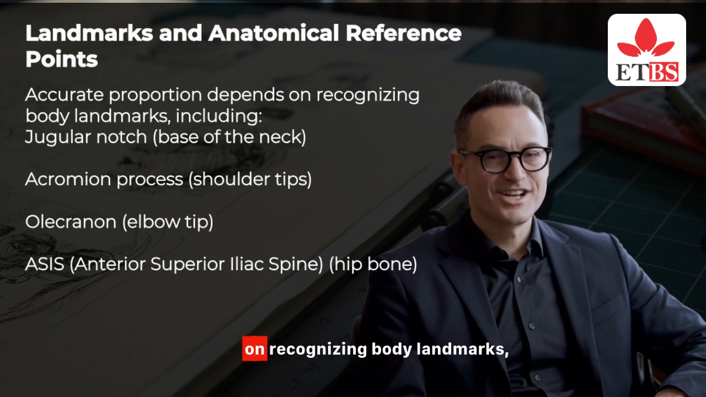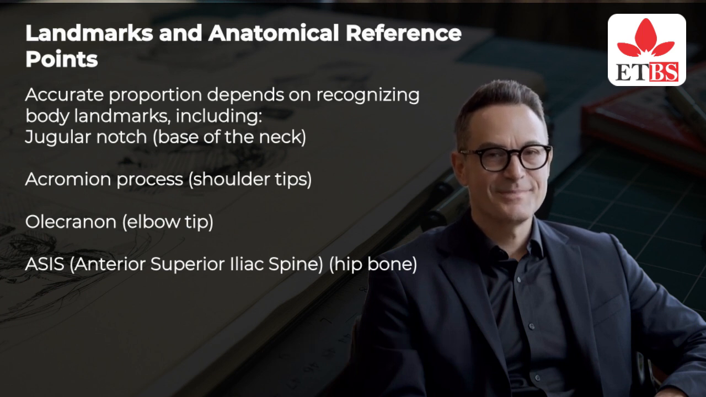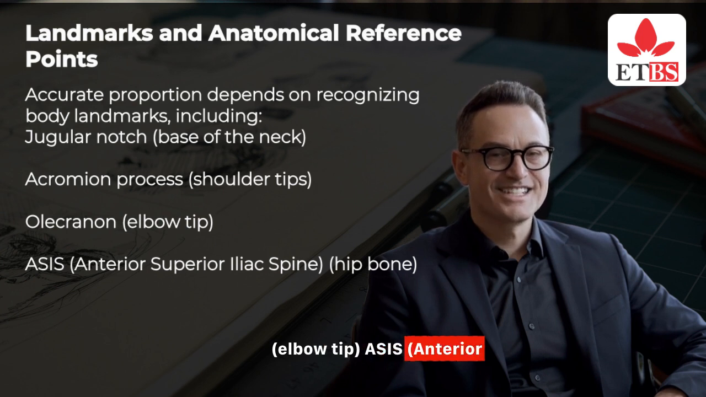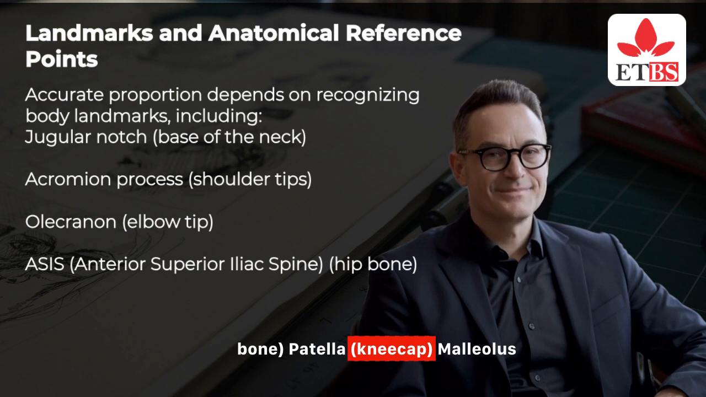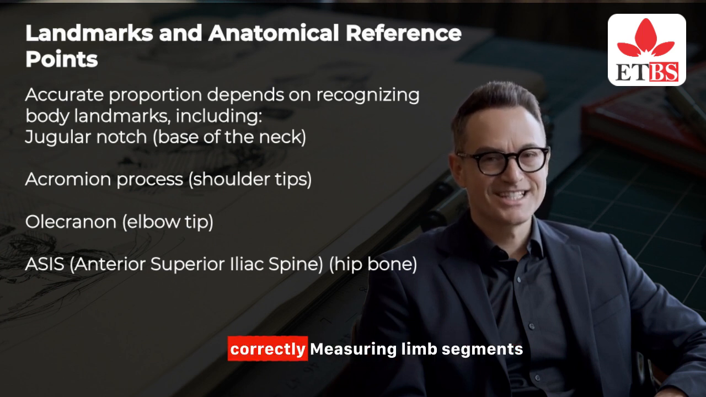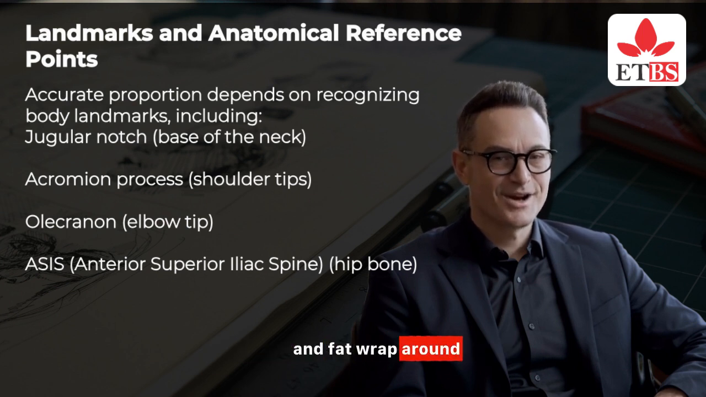Fourth, landmarks and anatomical reference points. Accurate proportion depends on recognizing body landmarks, including jugular notch, base of the neck; acromion process, shoulder tips; olecranon, elbow tip; ASIS, anterior superior iliac spine, hip bone; patella, kneecap; malleolus, ankle bone. These are essential for placing joints correctly, measuring limb segments, understanding how skin, muscle, and fat wrap around the frame.